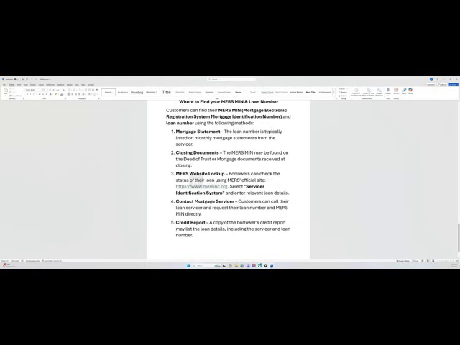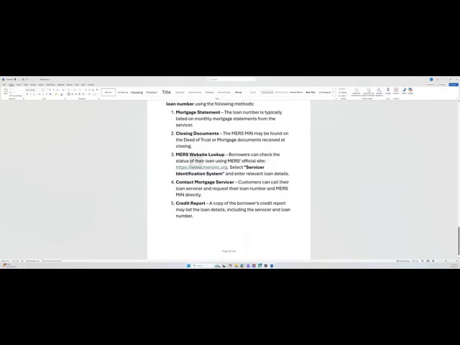You can also visit the MERS website lookup. Borrowers can check the status of their loan using the MERS official website, select servicer identification system, and enter the relevant loan details. Number four, which is the option that we're using, we're just going to contact the servicer and make them do it. That's your job. You service, you serve. So contact the mortgage servicer. Customers can call their loan servicer and request their loan number and MERS MIN number directly.